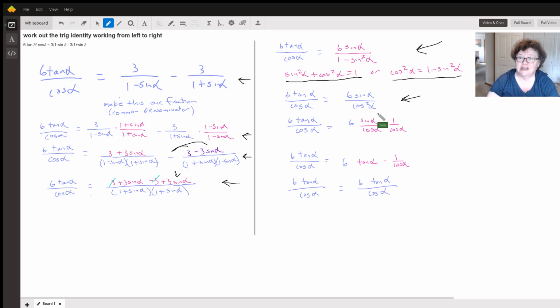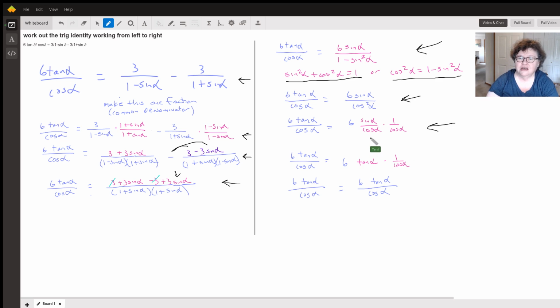The good news is now I have one fraction, and at least I have cosines on the bottom. But I only want one cosine, not cosine squared. So what I decided to do is split it up, and that's what I did on this line. I made it sine over cosine times 1 over cosine, which is the exact same thing as the one above it.